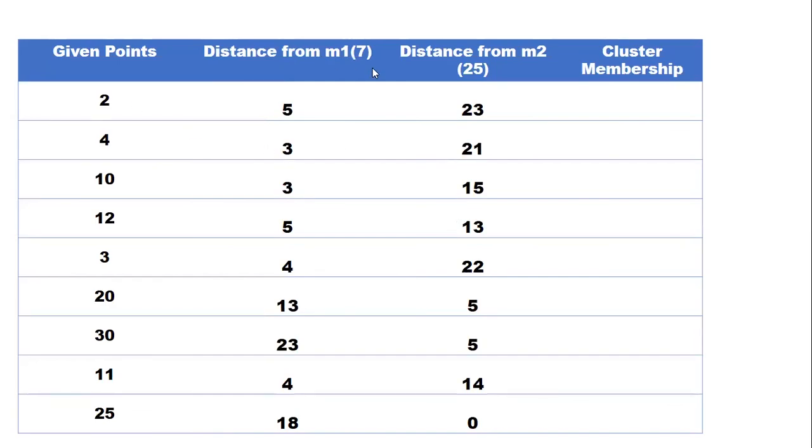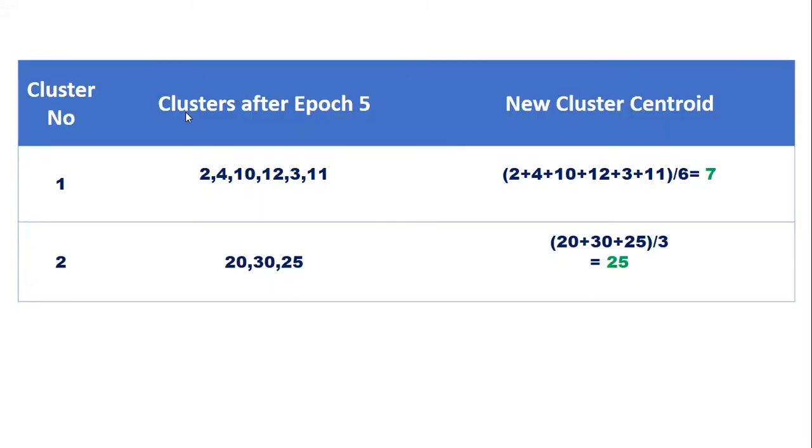In epoch 5, recompute the distance between the points and the new cluster centroids 7 and 25. Assign points to the clusters based on the shortest distance. 2 is assigned to C1, 4 is assigned to C1, 10 is assigned to C1, 12 is assigned to C1, 3 is assigned to C1, 20 is assigned to C2, 30 is assigned to C2, 11 is assigned to C1, 25 is assigned to C2. So these are the new clusters after epoch 5. 2, 4, 10, 12, 3, 11 belong to cluster number 1. 20, 30, 25 belong to cluster number 2.